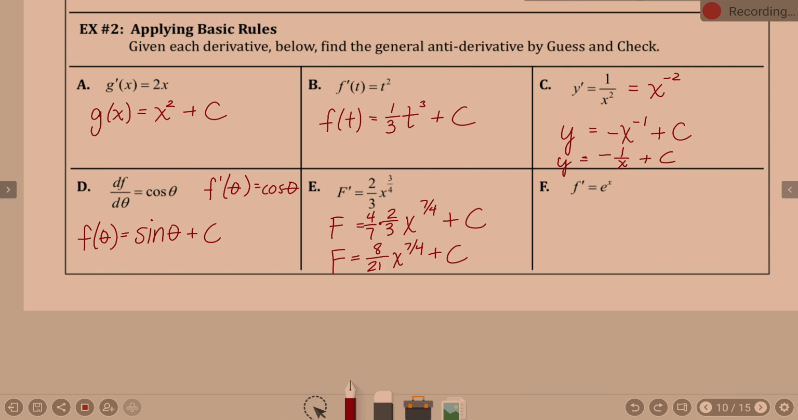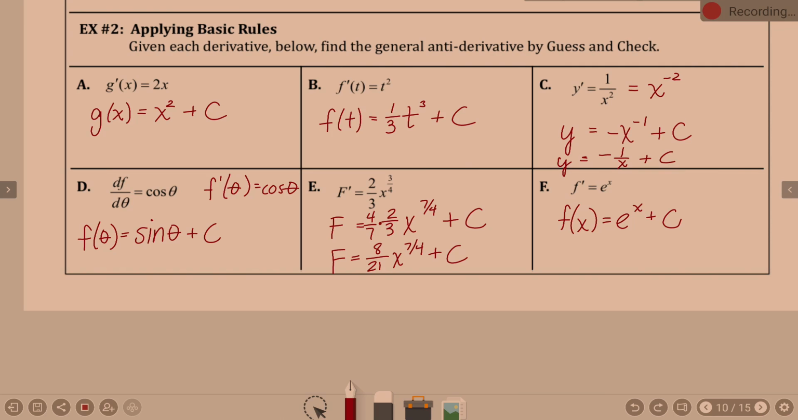Has everyone had a moment to think about f? It's easy. F prime is e to the x. So f is e to the x plus c. Because what's the derivative of e to the x? E to the x. It doesn't change. So what's the antiderivative of e to the x? E to the x, with the plus c if you want to throw that in there. But, you know, same idea.